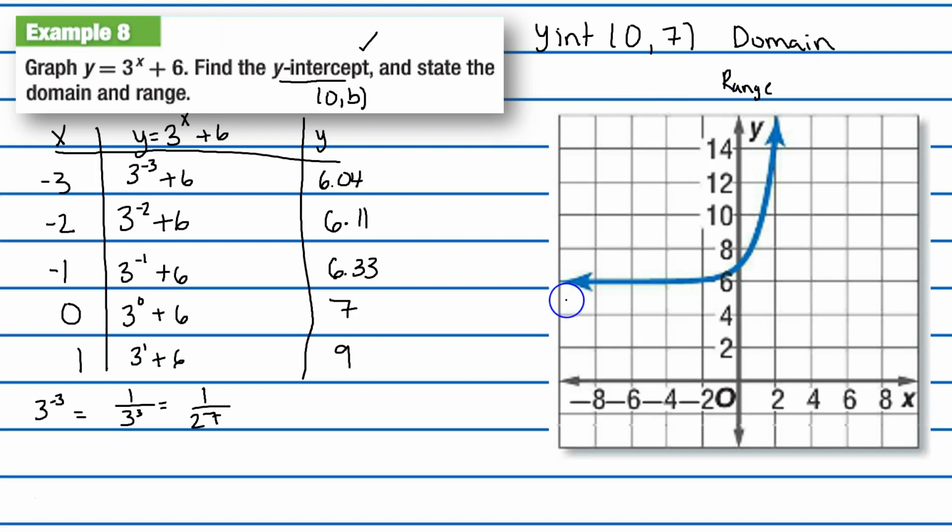So the domain, remember, is your x values. There's no limit to these, so it's going to be all real numbers. Our range, our y values that we're going to be looking at, well, it's going to be that y is greater than 6. Because it starts at 6 here, and you can see it just keeps on increasing. And there we go.